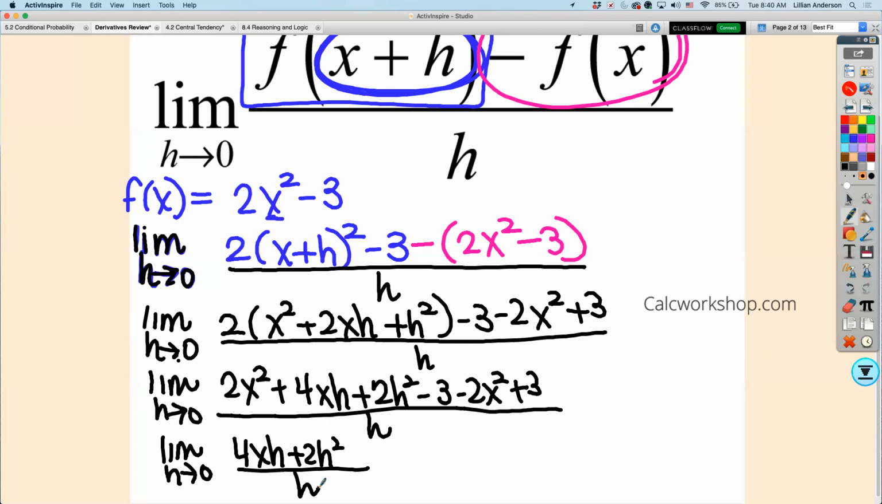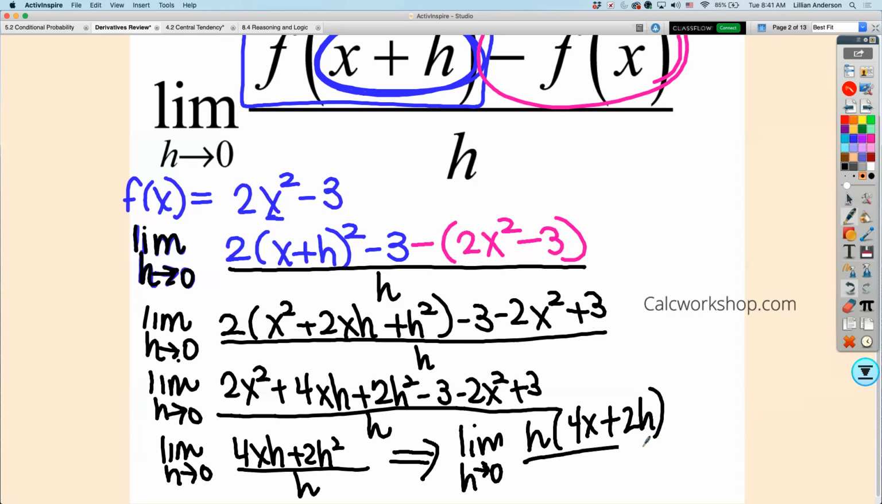So if I'm only left with h terms in that numerator, don't both of those terms have an h in common? You can factor it out. So I want to factor it out. And this is going to be the only way that I'm going to be able to cancel out an h, because I have to factor it out. I don't take it out from each term. I factor it out, then I cancel.